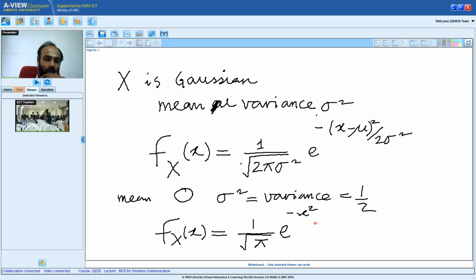Very good, thank you very much. That is the answer: 1 over square root of pi, e power minus x square. Hopefully everyone can see it. Let me write it clearly again: 1 over square root of pi e power minus x square. This is the Gaussian distribution of mean 0 and variance half. What is the meaning of this Gaussian distribution? Can someone tell me how it looks?